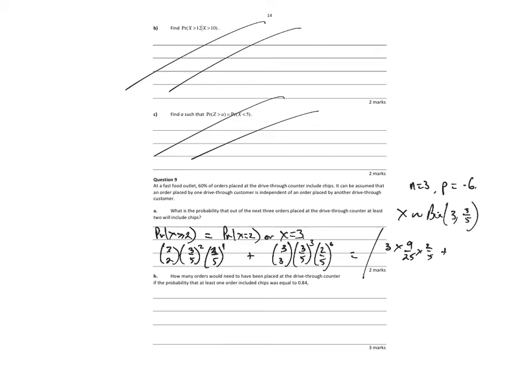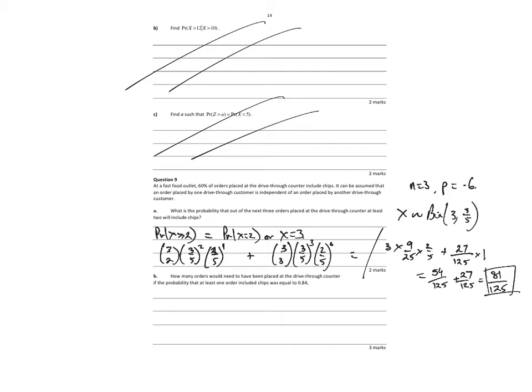3 on 5 cubed is 3 to the 3, which is 27, on 5 cubed, which is 125, times 1. So I'm going to get 3 2s are 6, 6 9s are 54. 54 on 125 plus 27 on 125, which is equal to 81 on 125.